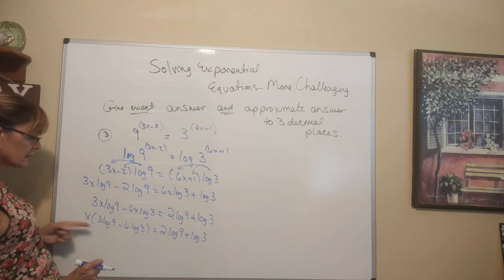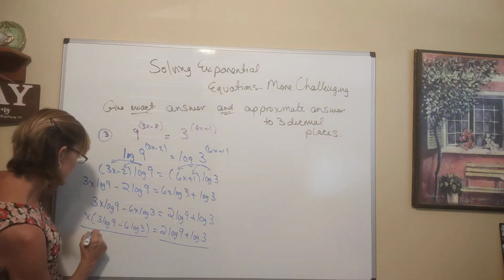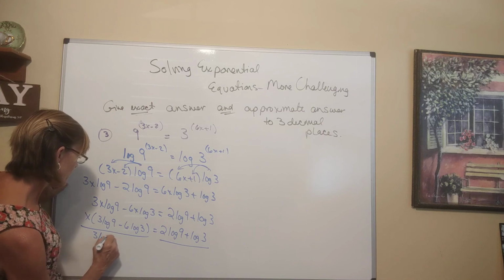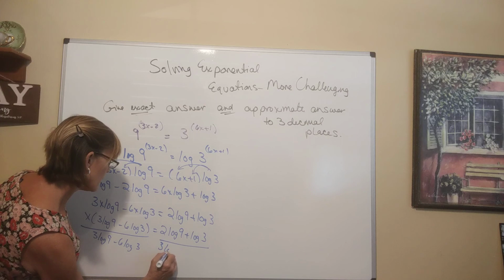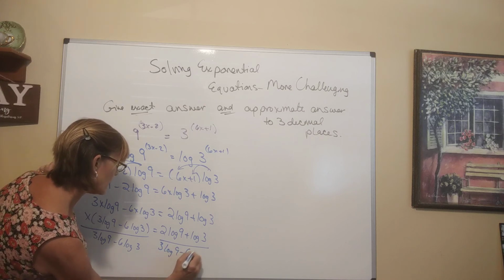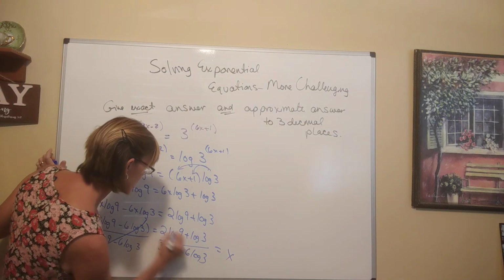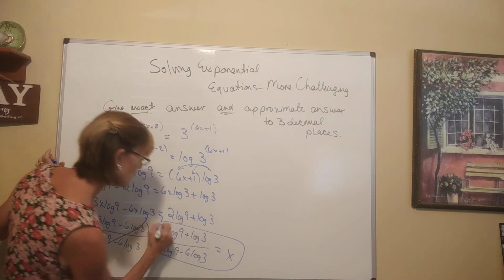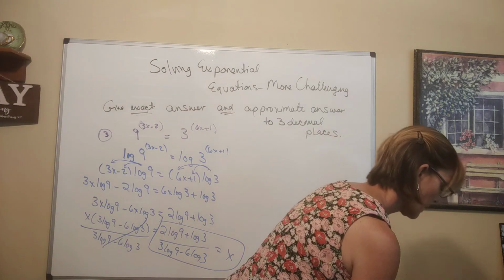I have basically x times a number equals another number. I'll divide both sides by this number. And this is the exact answer for x. I'm going to put that in my calculator and get the approximate answer.